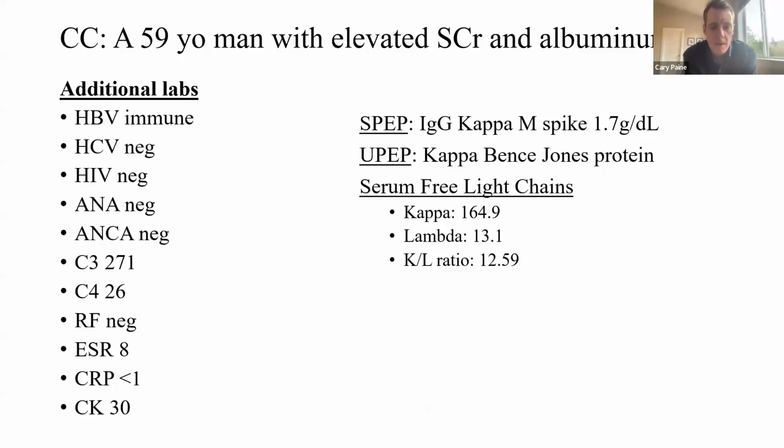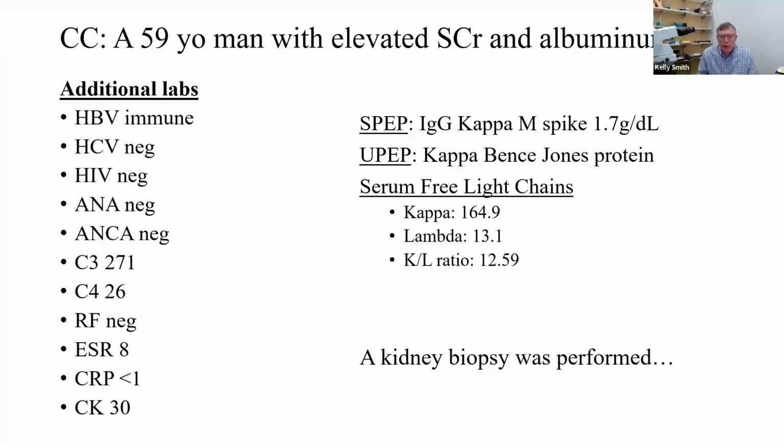And then you can see his kappa free light chains were elevated relative to his lambda, such that his kappa to lambda ratio was about 12. And so a kidney biopsy was performed. Okay. Due to time, I think we'll go right into the kidney biopsy, but please feel free to add any comments, differentials, or questions into the chat as we go along.